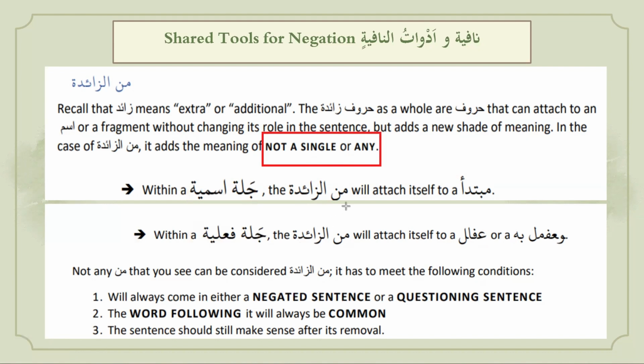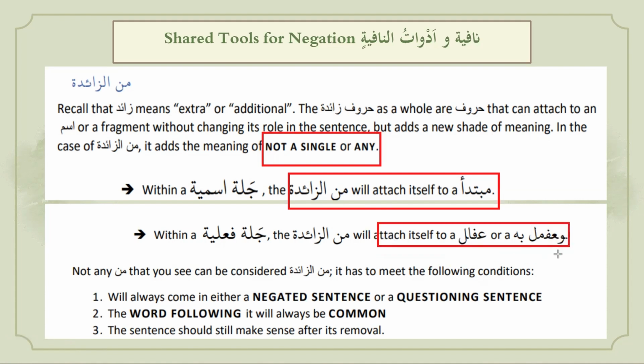In jumla ismiya, min zaida attaches itself to the mubtada, and in jumla failure, it attaches itself to either the fail or the maful bihi. There's a misprinting over here.